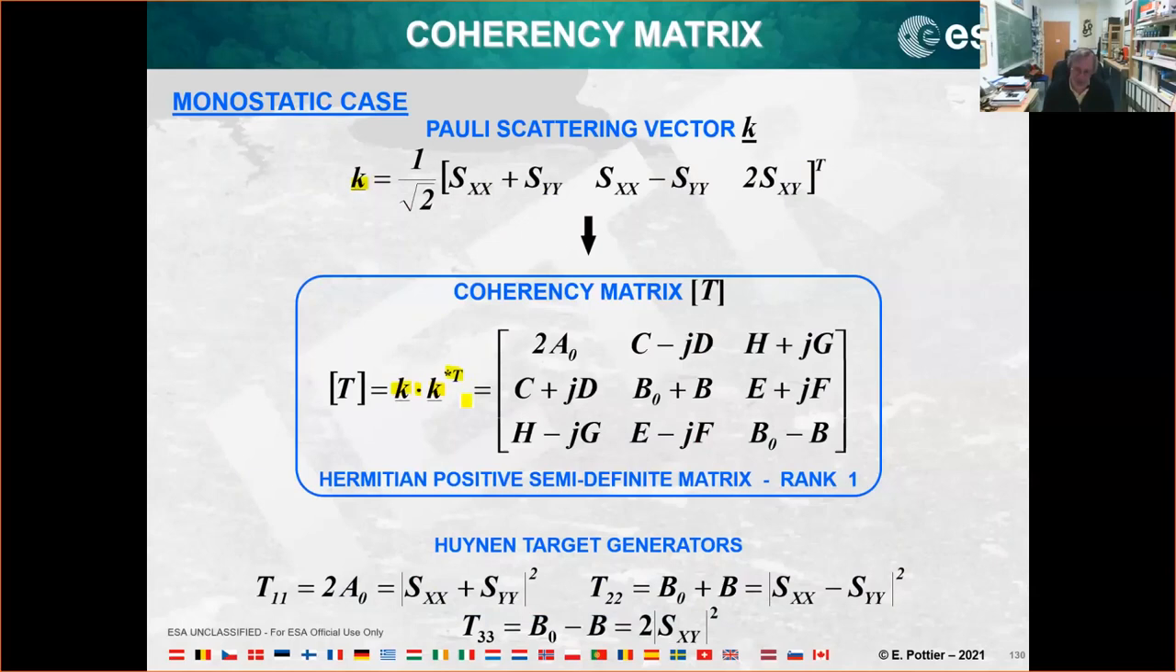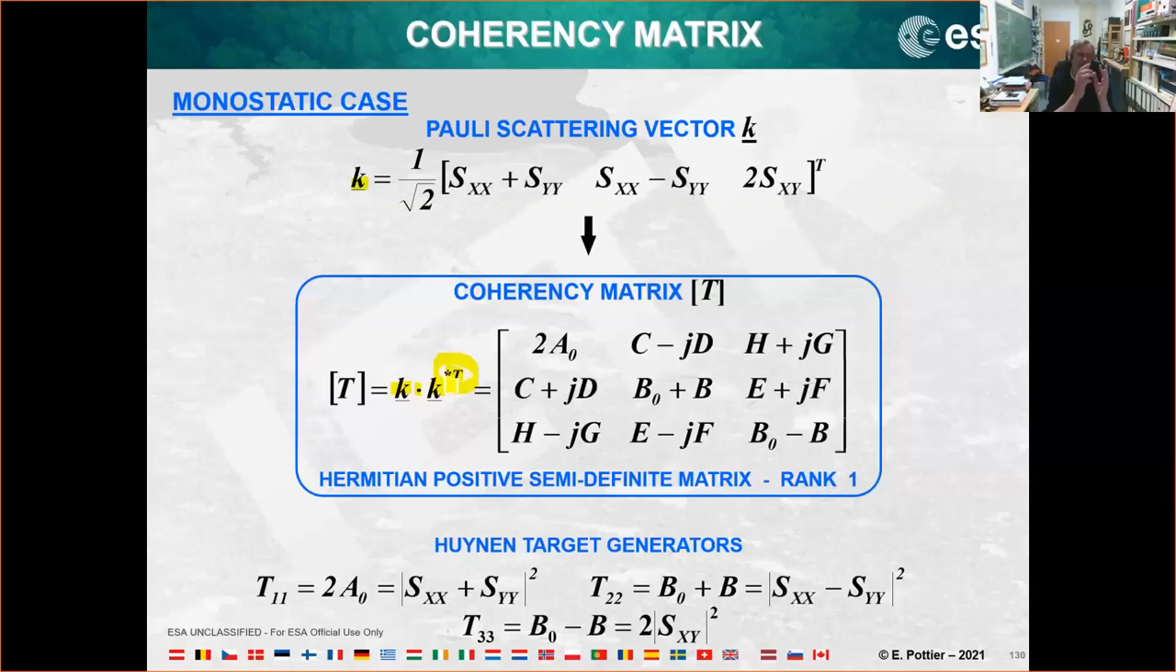And what is very important is that, due to the definition and due to the conjugation I have in the definition of this matrix, the product will make the absolute phase disappear. So it means that this coherency matrix will be independent of the absolute phase, independent of this random phase. So the conclusion is, now I can average the coherency matrices. Now I can apply a speckle filter on the coherency matrices, because I am independent of the absolute phase. So this is why we are going to process this matrix each time from a parametric point of view.